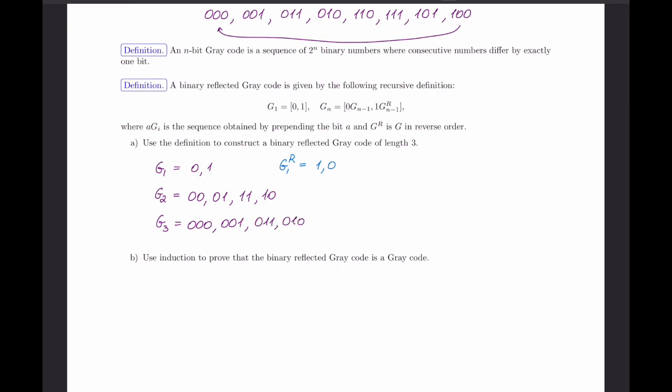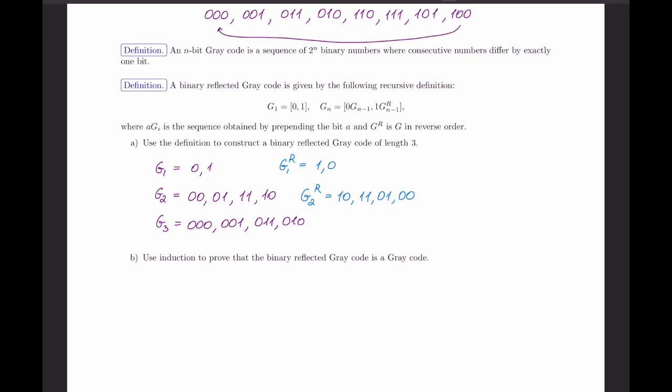And then I'm going to take this code in reverse order. Let me write it down so that I don't make an accidental mistake. So this in reverse order, I'm just going to read all the elements backwards. So 1, 0, 1, 1, 0, 1, 0, 0.